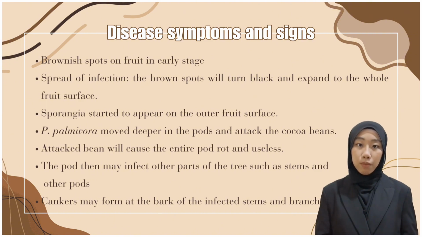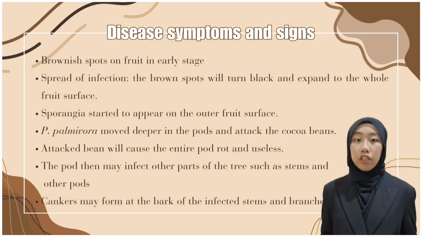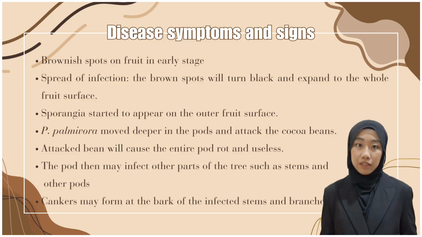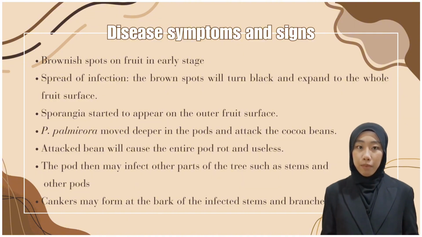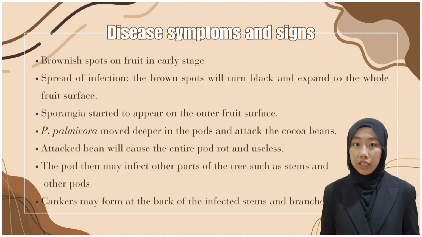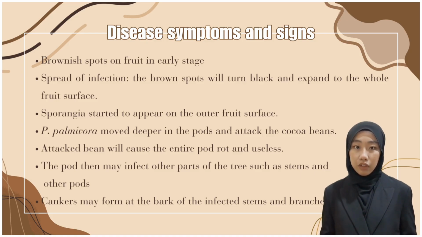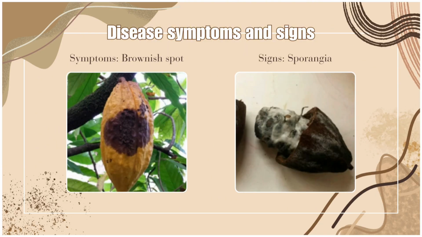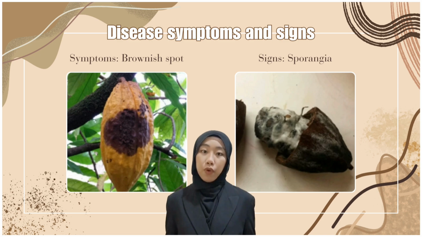This pathogen will move deeper in the pods and eventually attack the cocoa beans. This also causes the entire pod to rot and become useless. The pod may then infect other parts of the tree, such as the stems, branches, leaves, and other nearby pods. Soon, cankers will start to develop at the bulk of the infected stems and branches. Here are the examples of cocoa PPR symptoms and signs.